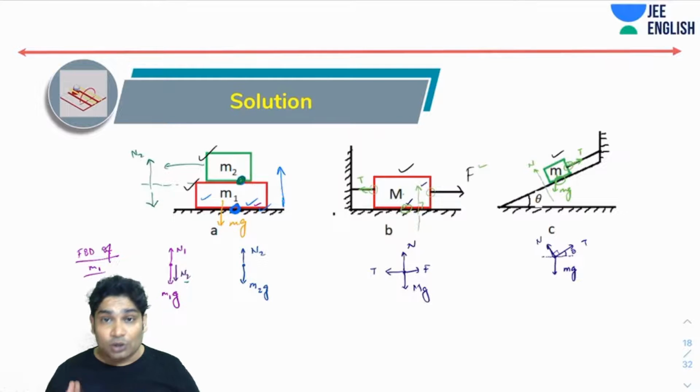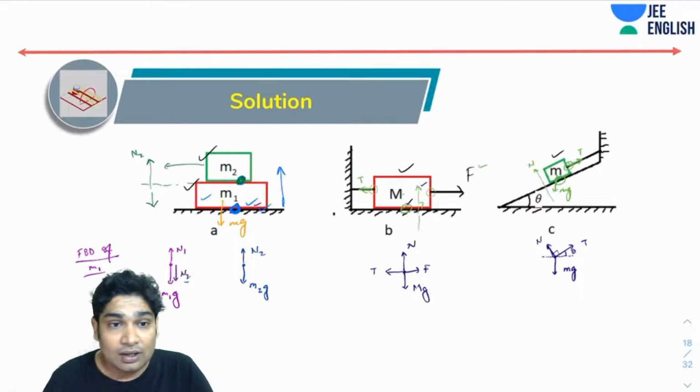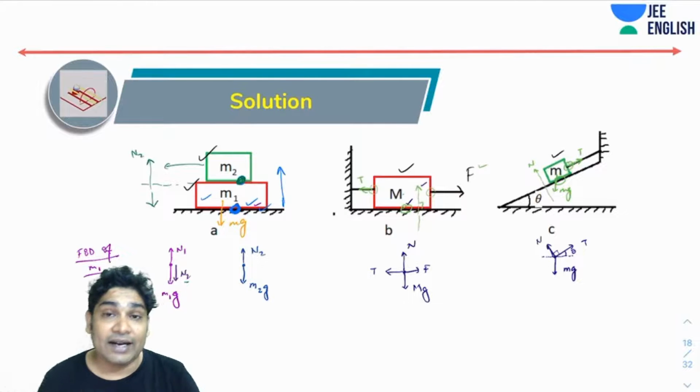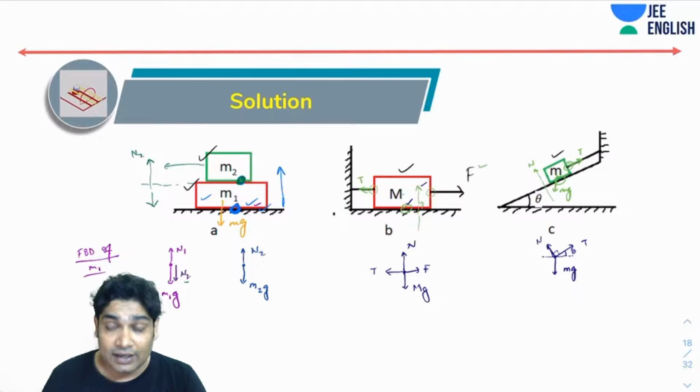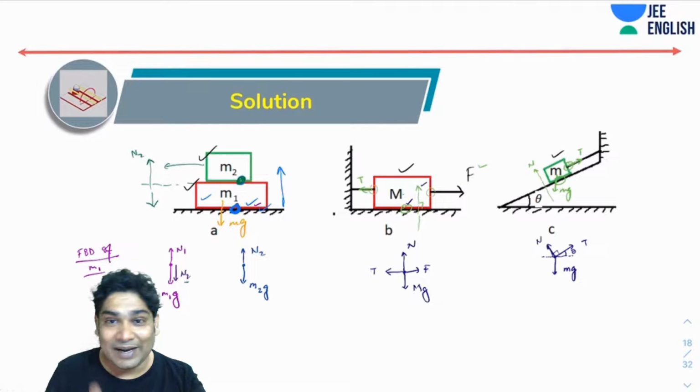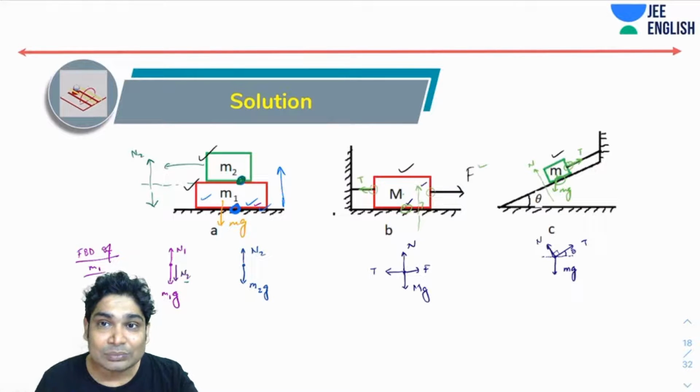Trust me, you should be very familiar with drawing FBDs, and you should always be drawing the correct FBDs. As I said, in Newton's laws questions, if you are able to draw the correct FBD, that is half the problem solved. Okay. All right, Mahendra. Good to know that. How about others? Have you made the right FBDs?